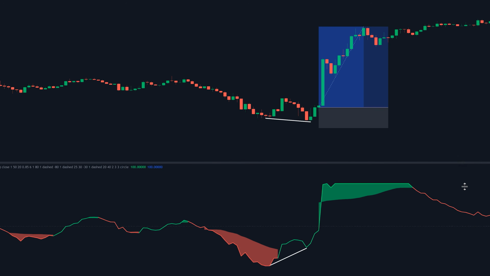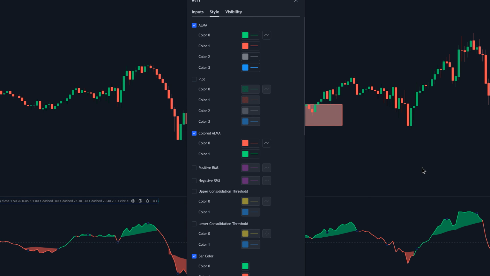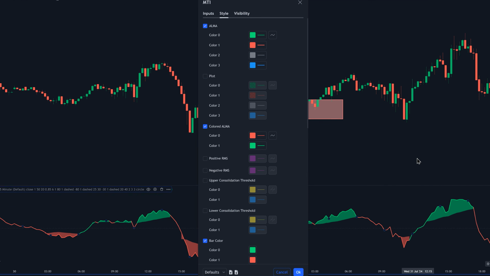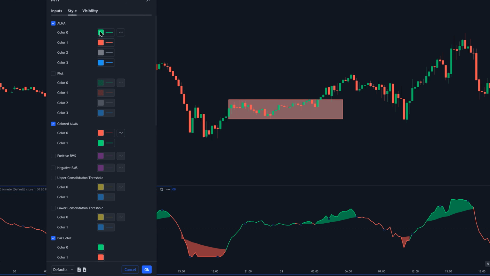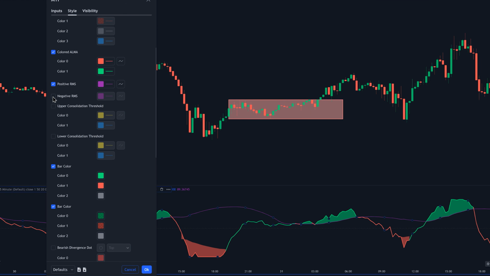Now, let's go over the fourth method of using this indicator to trade, which is using it to trade based on market volatility. So how do we confirm volatility in the market? Well, for that, we're going to be using these indicator components. First, we have the positive and negative RMS lines, these pink lines, and then we have the ALMA as well as the 2 yellow lines.